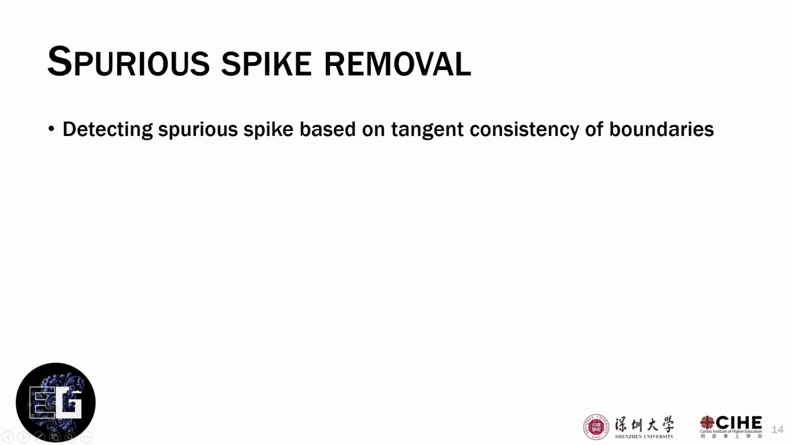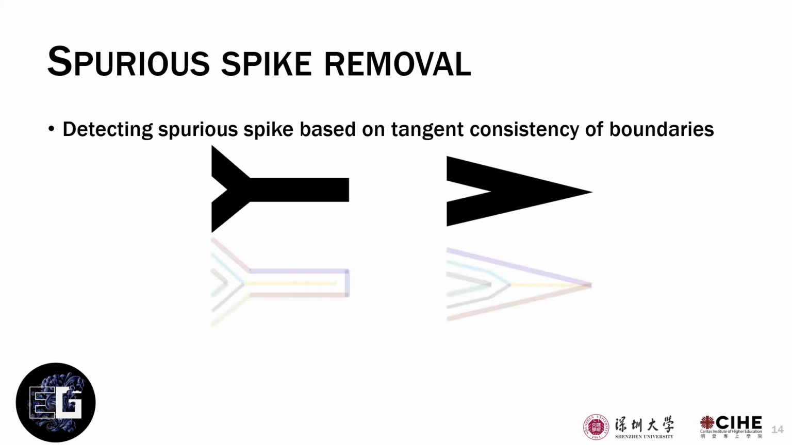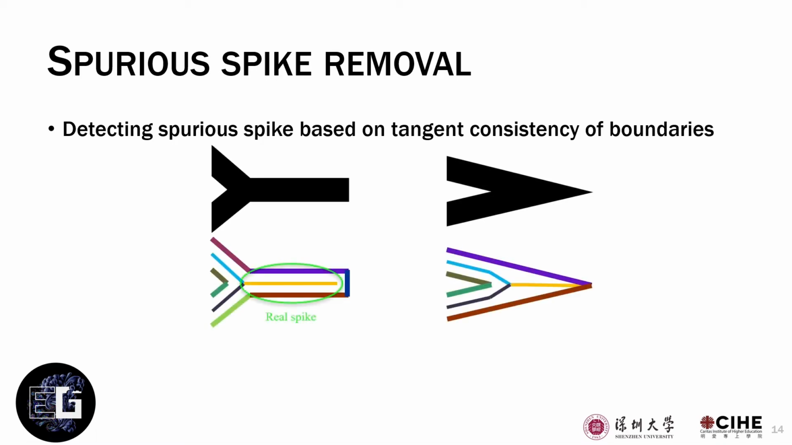To detect spurious spikes, we formulate two criteria: skeleton-initiated tangent consistency and boundary-guided skeleton completeness. We first introduce the tangent consistency criteria. These are two cases: the thinning algorithm outputs a real spike and a spurious spike. To distinguish these two situations, one critical observation of the spurious spike locations is that the tangent direction between the boundaries and the skeleton is usually inconsistent.